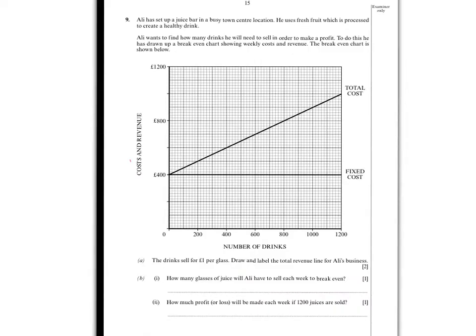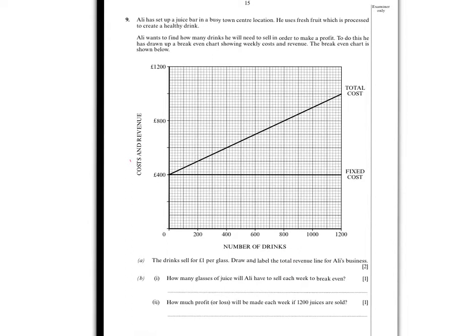Right, here's the second one. And now we're talking about Ali and his juice bar. Okay, so he only uses fresh fruit, it turns out, which is processed into a healthy drink. That's very exciting, right? It's the same old stuff. This time they're giving you the fixed costs and the total costs.